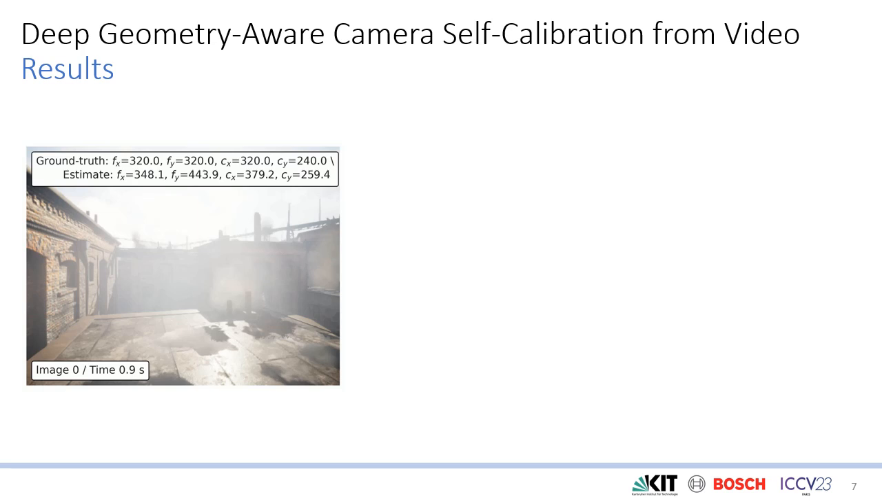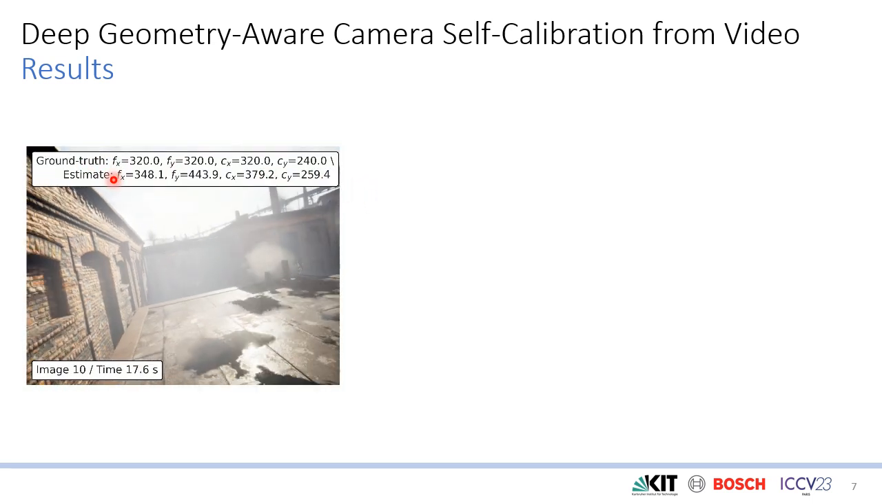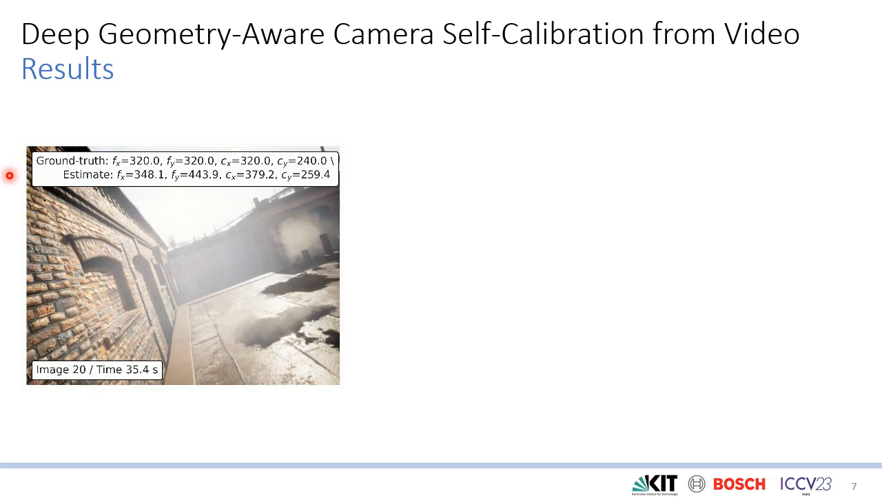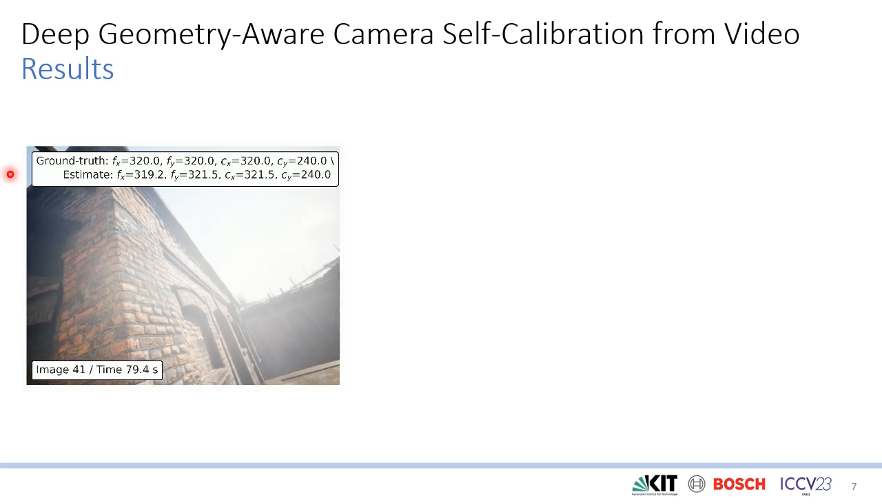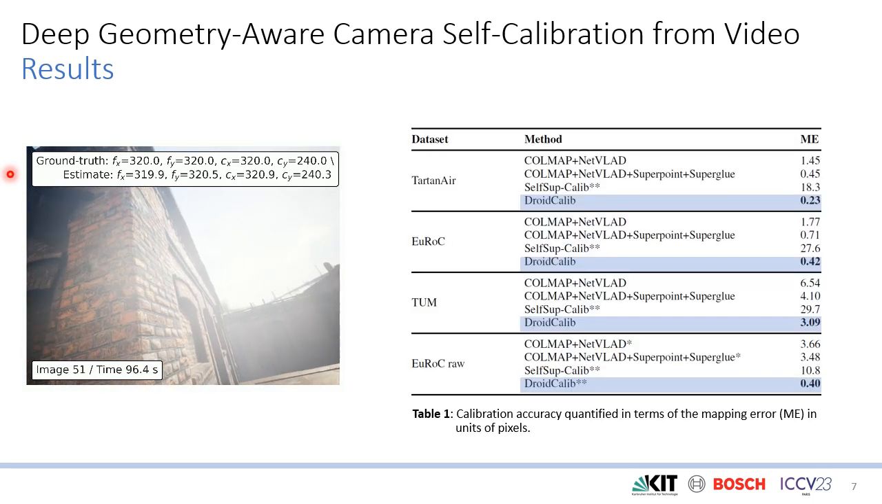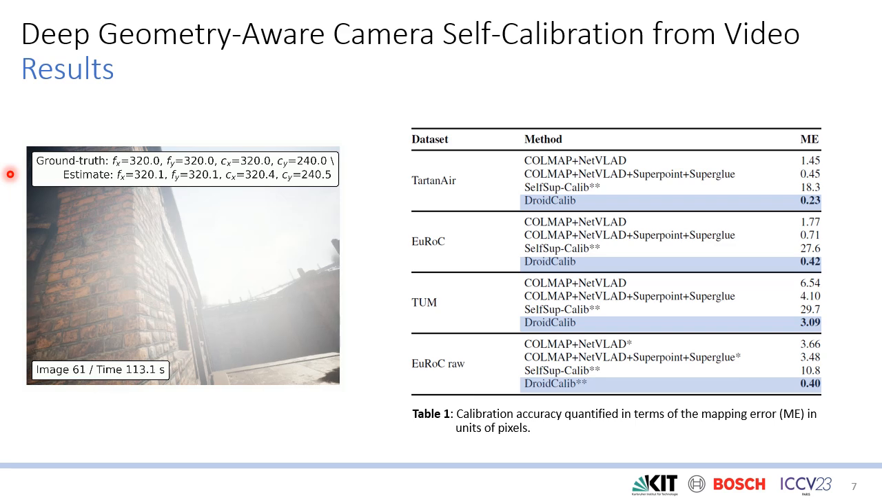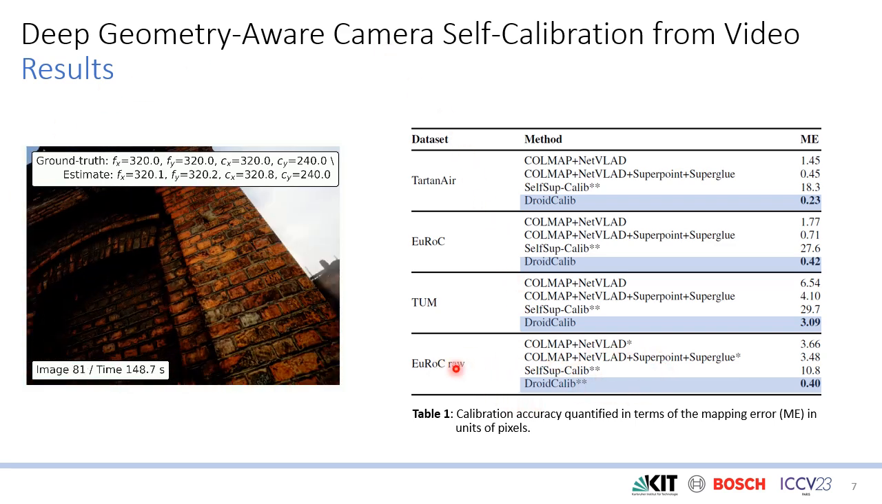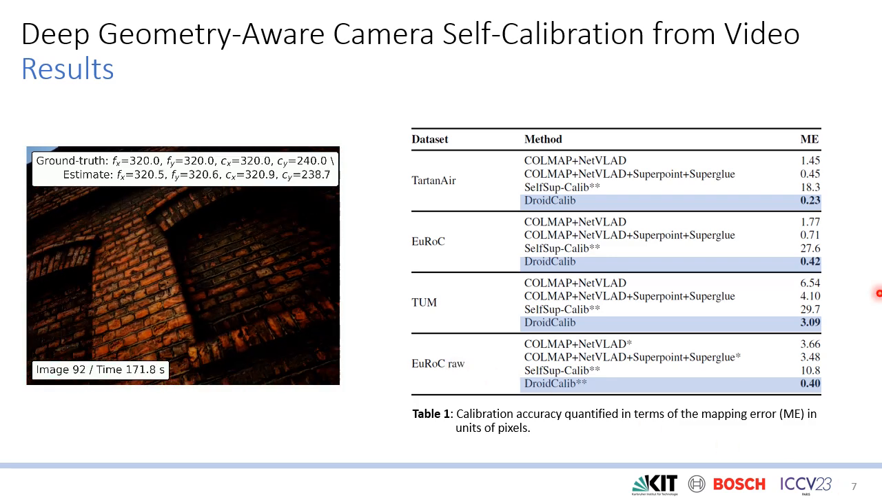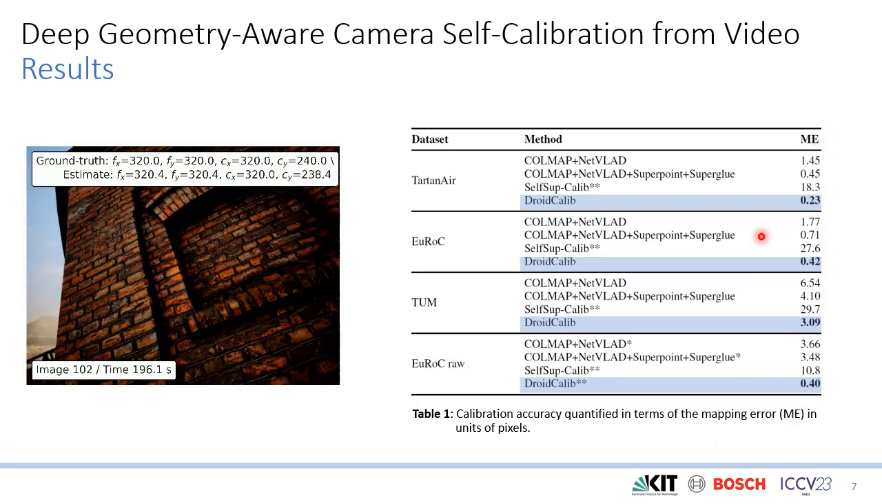Now let's look at some results. Here's an exemplary video from the TartanAir dataset, and at the top you can see the ground truth intrinsics and below the current estimate. And you can see that after a short warm-up, the estimate quickly converges to the ground truth. We evaluated the calibration accuracy across 4 different datasets, including images with distortion. And we found that the proposed approach yields state-of-the-art calibration accuracy across all of these datasets.